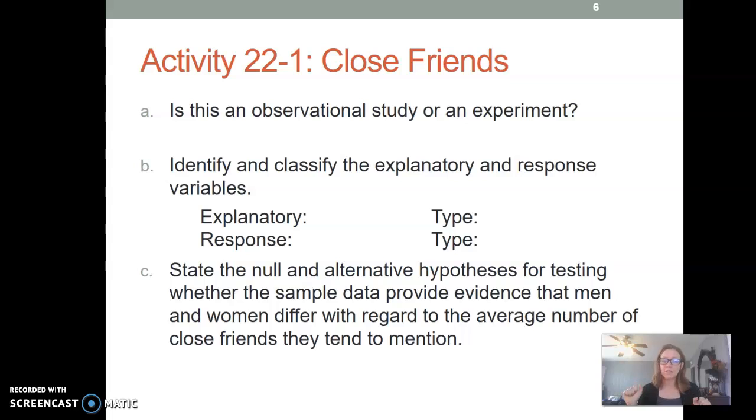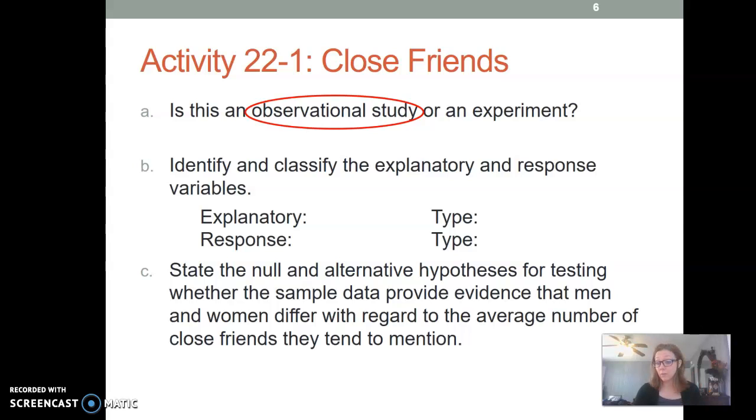So first we ask, is this an observational study or an experiment? You may want to pause this video and answer questions A through C, and then compare with the answers. So first, this is an observational study because the researchers did not put people into treatment groups. They just had a random sample of people and asked them questions.